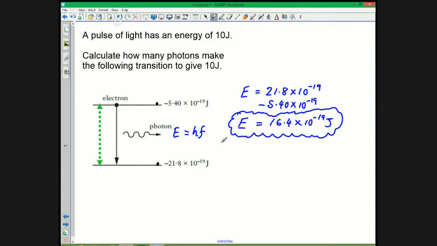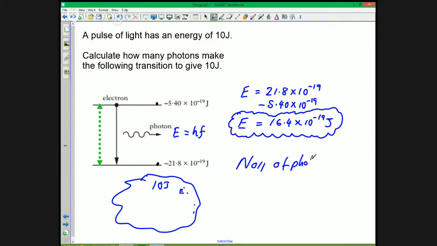Now, we've been asked to find out how many photons will have to make that transition to give a total energy pulse of 10 joules. Well, think of the complete energy pulse of light coming out there, and it's 10 joules worth, made up of all these wee energy level ones here called E. So to find the number of photons, all we have to do is take the energy of the pulse, which is 10 joules, and divide it by how much one photon of energy carries, which will be 16.4 times 10 to the minus 19 joules.